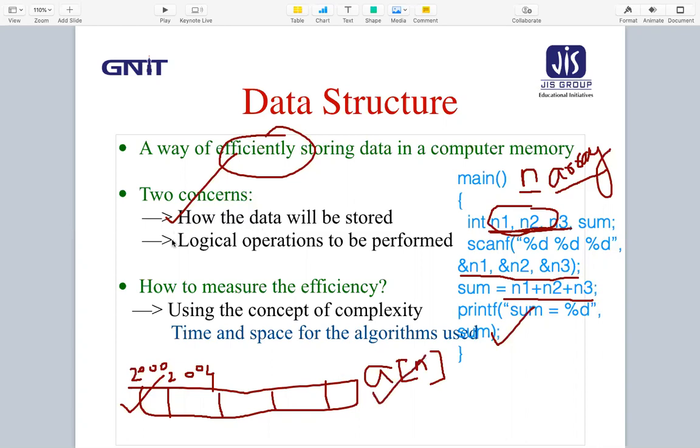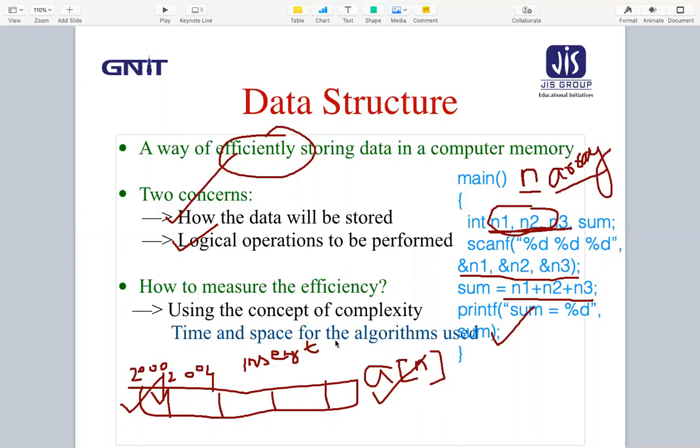Apart from that, the other concern is what logical operations will be performed. We will come to logical operations in great detail later in our class, but they typically mean operations like insertion. For example, you have an array of n elements and you have to put data into this array. That operation is called insert. So that is a logical operation.